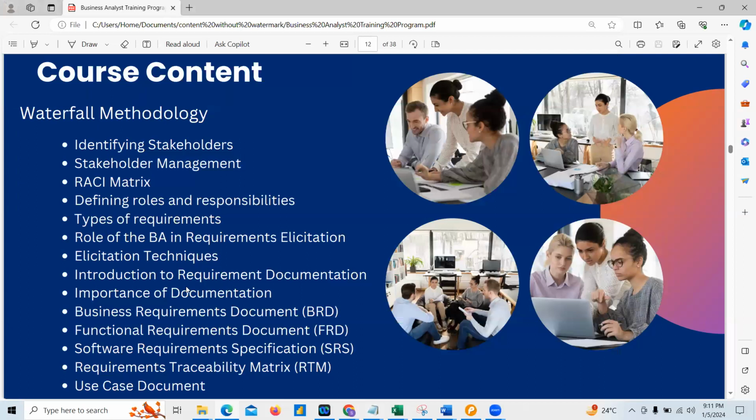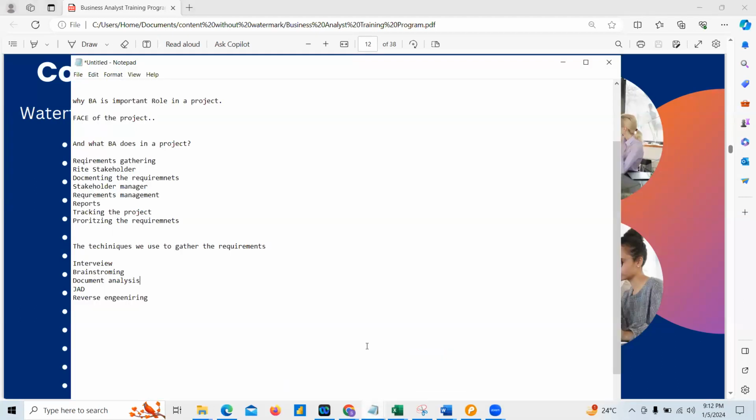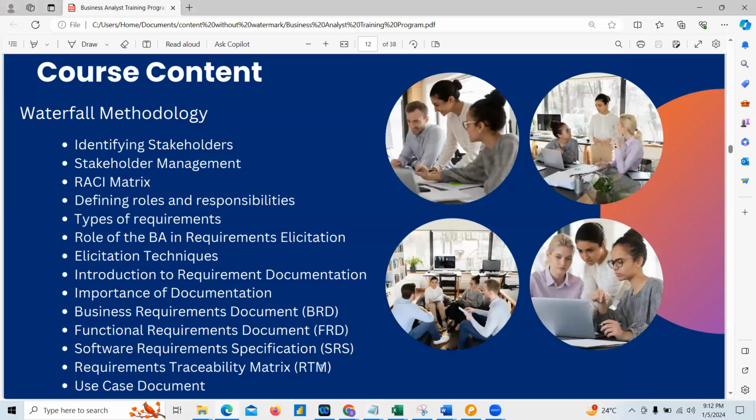We'll see how the BRD is written and how the FRD is written. We'll take some real-time examples and try to write the BRD and the FRD. Then how to do the requirements traceability matrix. Why is the requirements traceability matrix maintained in a project? To track the project, or for requirements management. You have 100 or 200 requirements; how do you manage them? Using the requirements traceability matrix. We'll see how to prepare it, with detailed explanation and real-time examples.